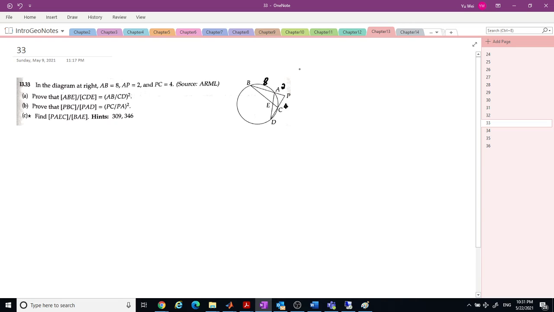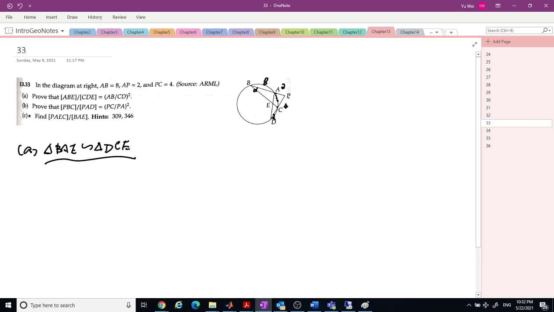Okay, so we want to prove first the area of ABE over CDE. Okay, so we know here is the arc, right? The four points are concyclic. So this arc, here is the angle alpha, here is the angle alpha, right? And the angles are the same, so that's why we know triangle BAE is similar to triangle DCE. Okay, so that's why the area ratio is equal to the side ratio, right?